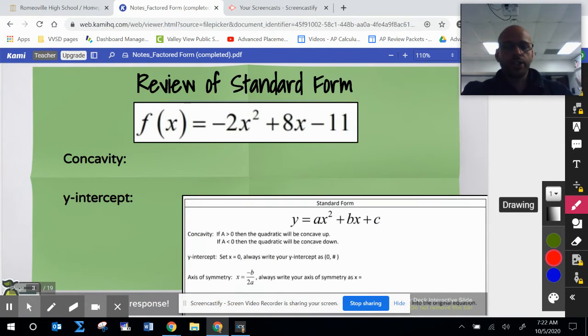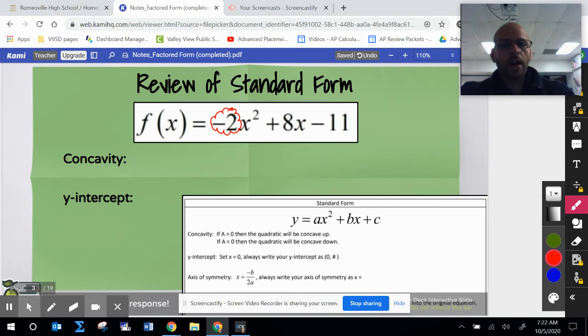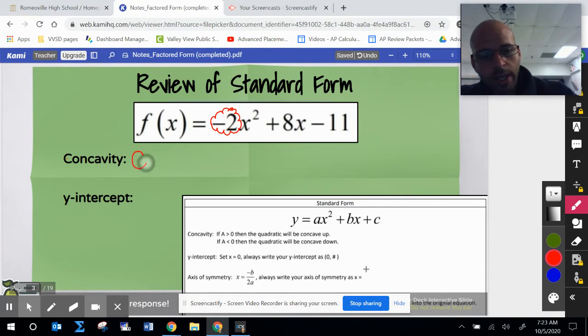All right, so for a standard form quadratic, if I'm looking for the concavity of a quadratic, I'm looking mainly at the a value, or the leading coefficient. This value that's up front basically tells me if it's concave up or concave down. Now, if that a value is positive, it's concave up. If that a value is negative, then it has to be concave down. In this case, our leading coefficient for the quadratic term is -2. So we can make the conclusion that this function has to be concave down.